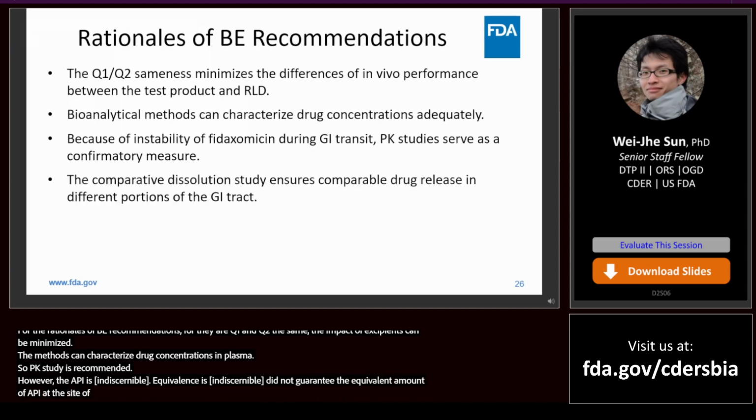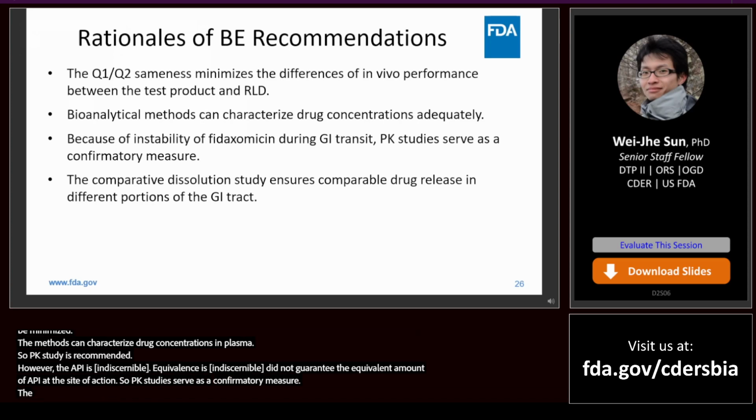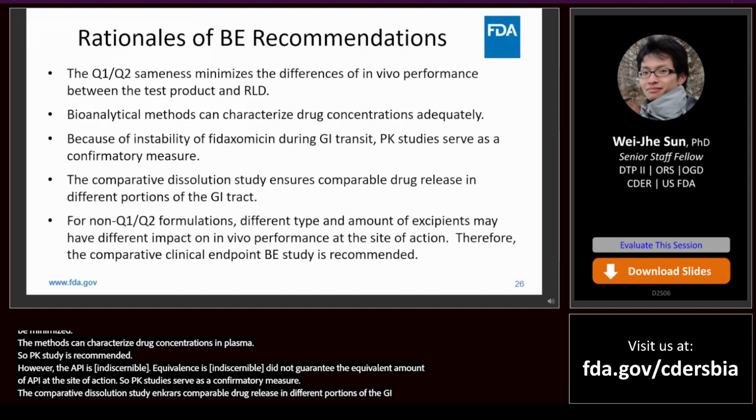Comparative in vitro dissolution studies can simulate and evaluate comparative drug release behavior between the test product and the reference standard in different portions of the GI tract. It is critical to assess BE.